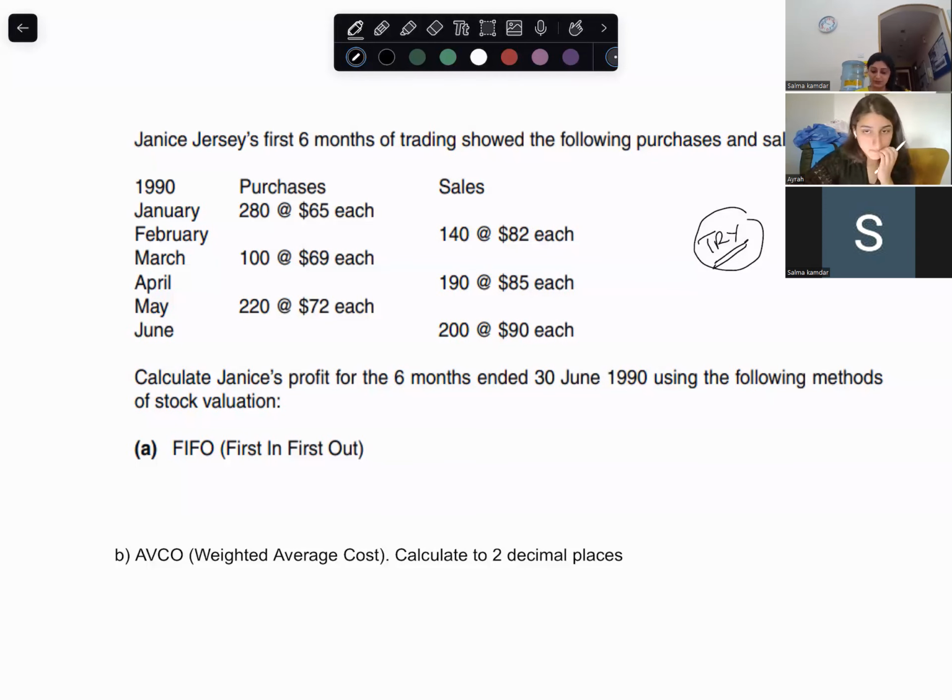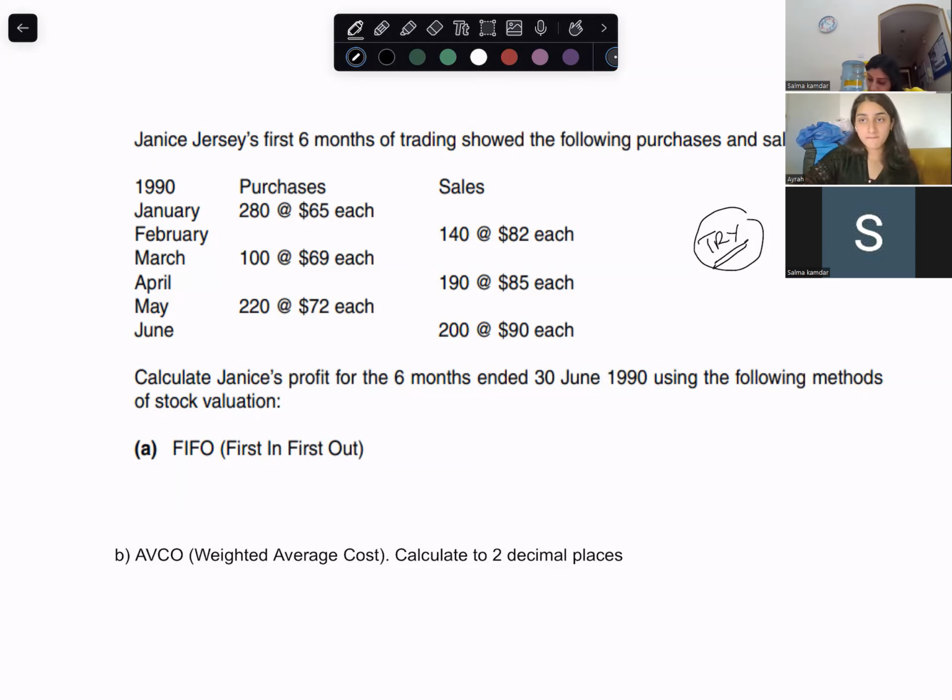Let's start valuation of inventory. We have FIFO method and AFCO method. Can you tell me what is FIFO? First in, first out. The inventory that is bought first is sold first.